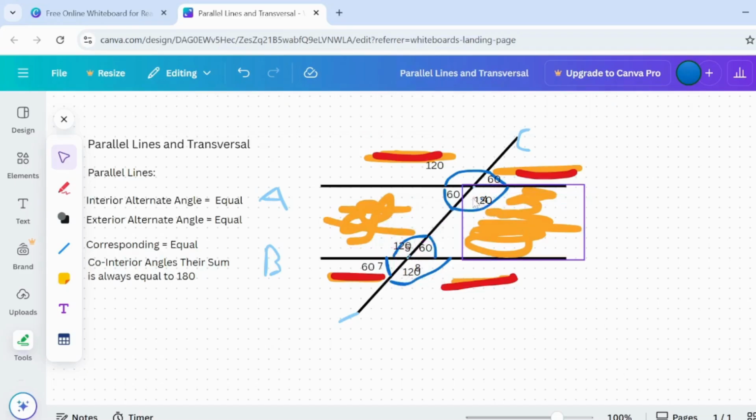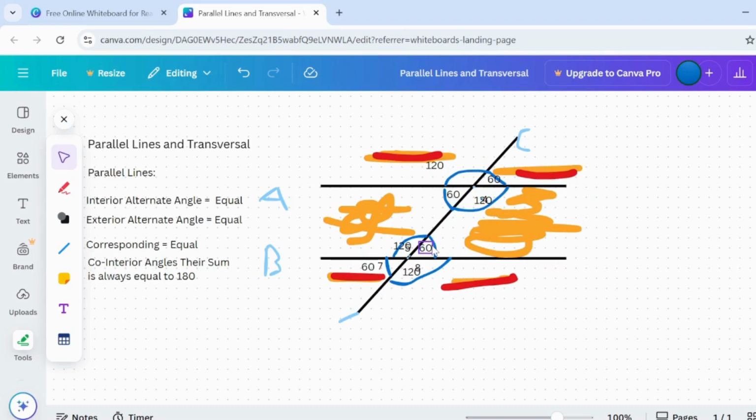The second way is the co-interior method. The co-interior angles always lie on the same side of the transversal. So the sum, which is over here, 120 and 60, is always equal to 180. If their sum is always equal to 180, then they are co-interior angles. So let's say we don't know the value of this angle over here.